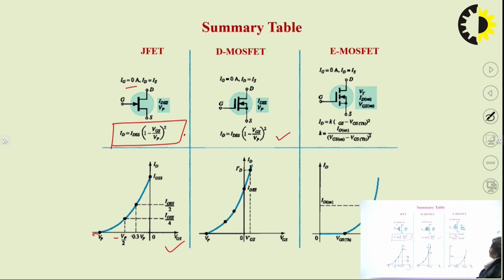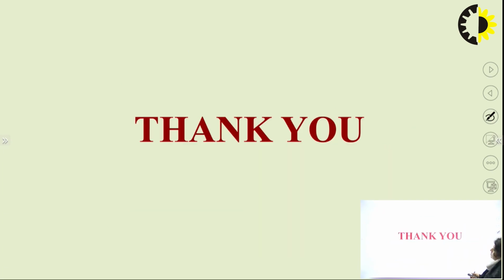Similarly, for the E MOSFET, we have seen this equation for finding out the value of K. We have to see what will be the value of VGS and VGS threshold. Until VGS is greater than VGS threshold, we cannot find out what will be the value of the drain current.